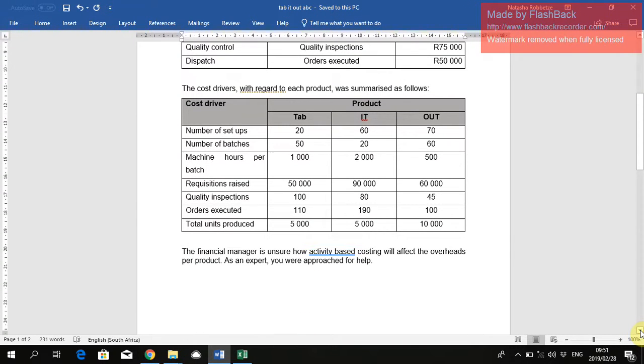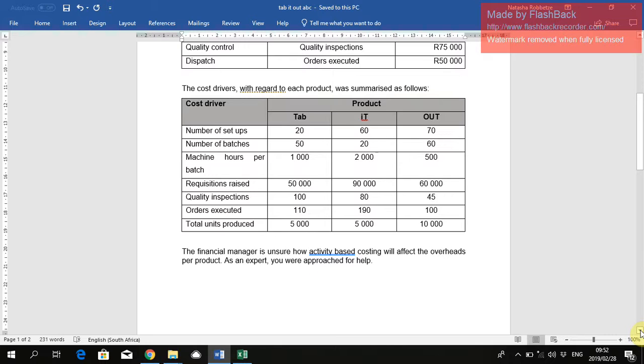If we scroll down slightly, they have also given you the cost driver per product. And they've given you the number of setups, 20, 60, and 70, number of batches, 50, 20, and 80. They've given you the machine hours per batch, which is 1,000, 2,000, and 500. There's some requisitions raised, which is 50,000, 90,000, and 60,000. Then there are some quality inspections, 180 and 45,000. Some orders executed, 110, 190, and 100. And then total units produced, which is then 5,000, 5,000, and 10,000.